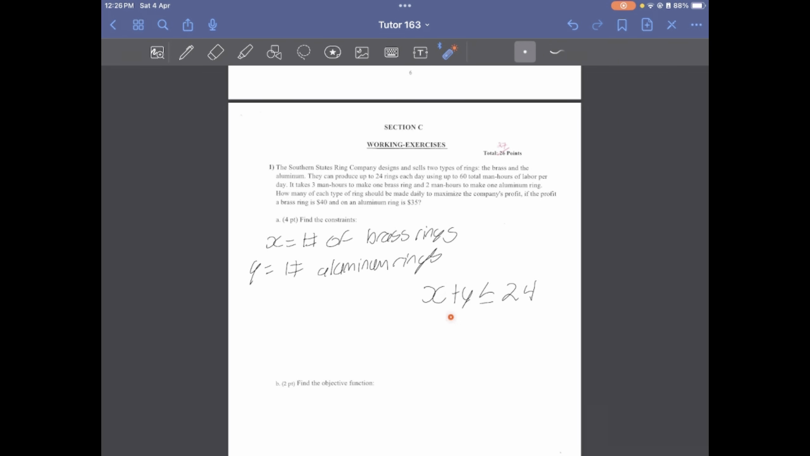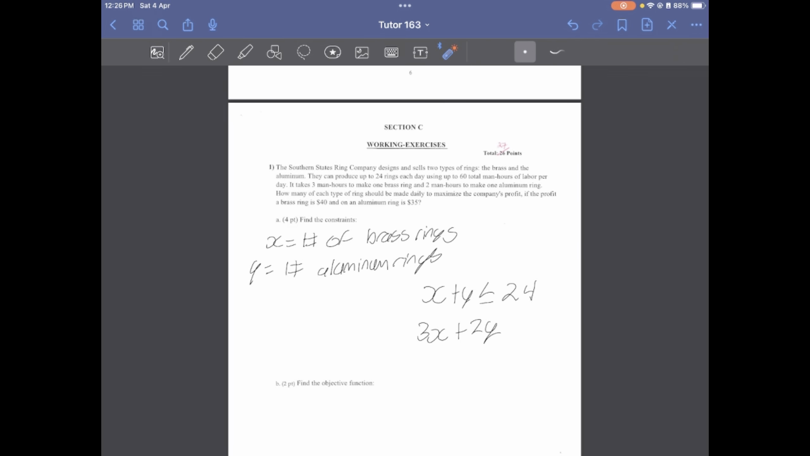Because how much ever of each they produce, it has to be less than or equal to 24. And then it takes 3 man-hours to make one brass ring. So we have 3X. And then 2 man-hours to make one aluminum ring. So plus 2Y.